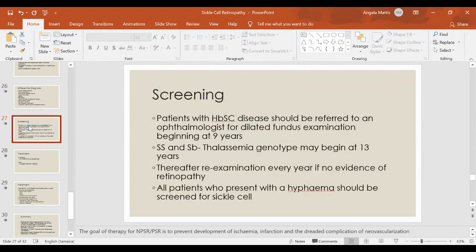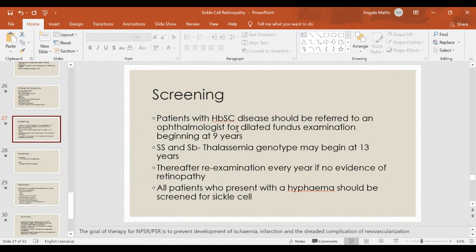So what's the goal? The goal of treating these patients really is to prevent ischemia as best as we can, to prevent infarction and all the complications of neovascularization. So we don't want that to happen, because when we get this happening, we're chasing our tail. So what screening is important? Prevention is the best form of treatment.